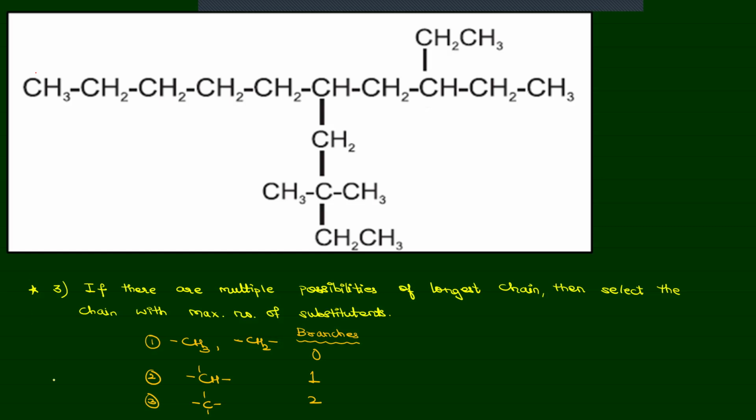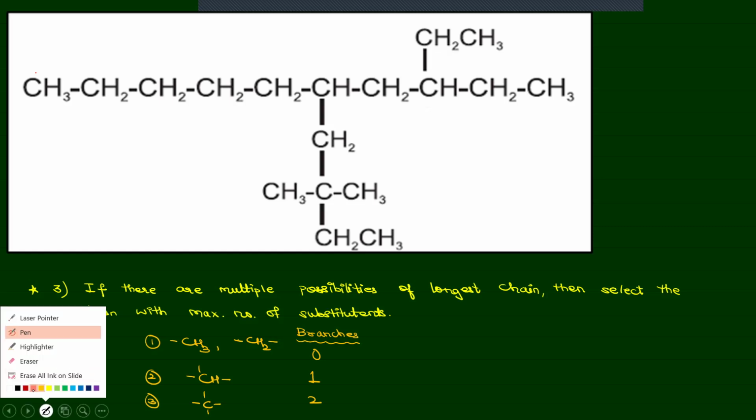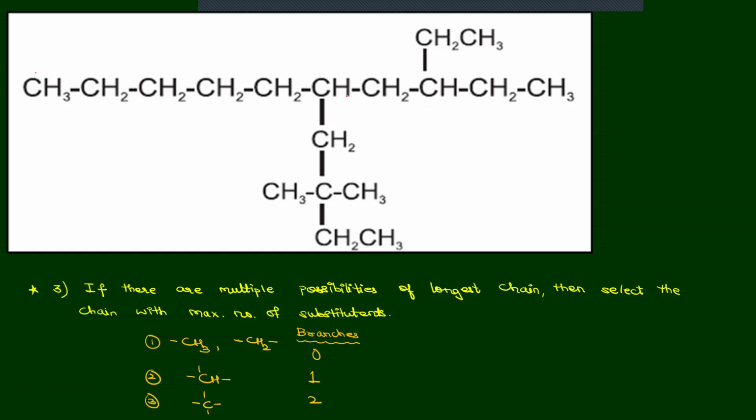Okay, so let me analyze this example again. If I see the longest chain, I'm coming across one CH here and one CH here. So how many branches does this longest chain have from left to right? 2. CH2 doesn't have a branch, CH3 doesn't have a branch, but the CH is having a branch. So I'll say there are 1 and 2, 2 branches.